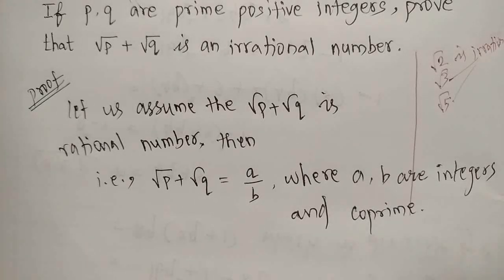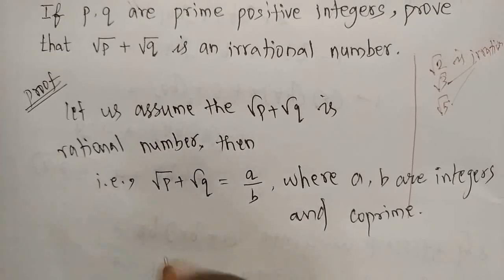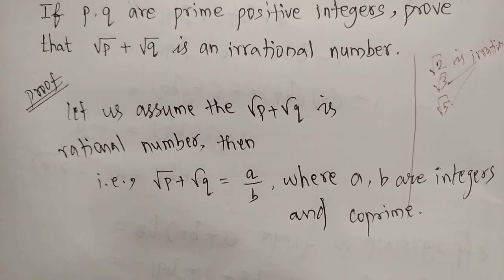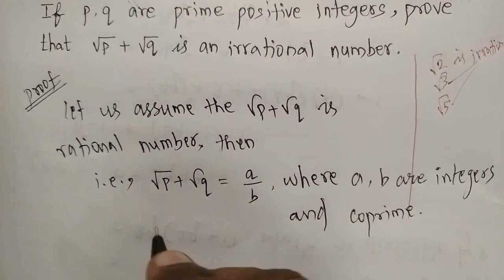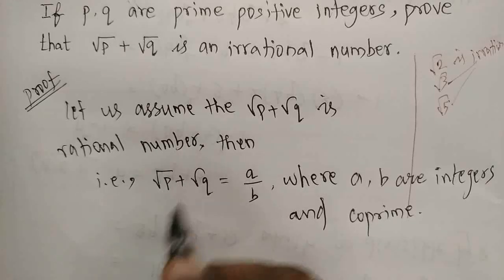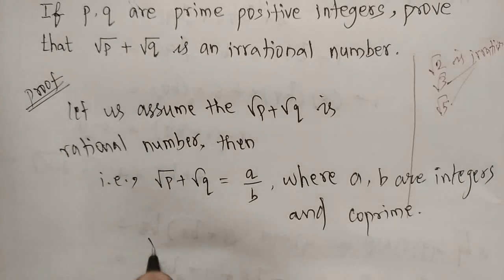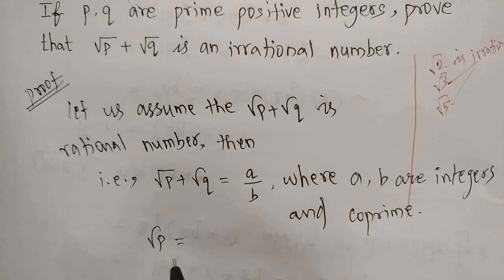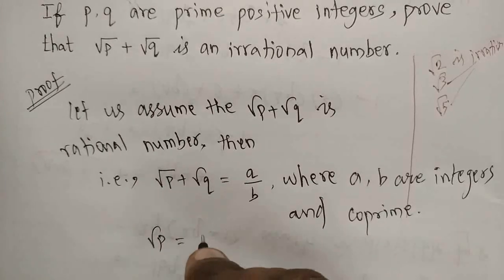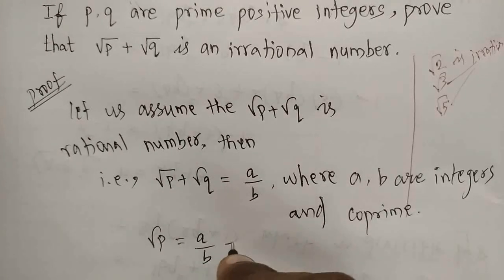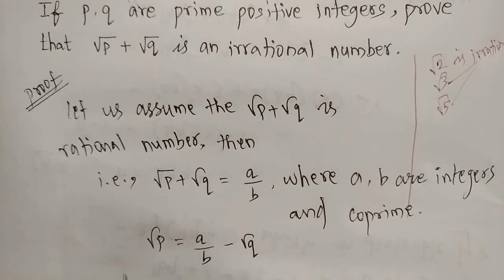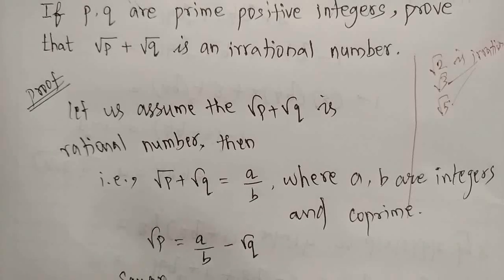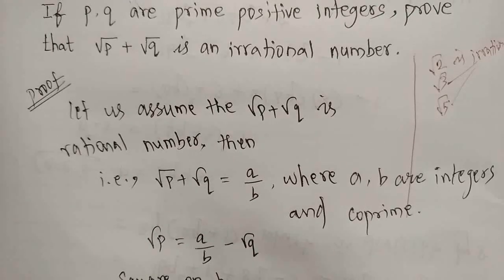Now we'll take a square on both sides. I assumed it is rational, so we need to bring the opposite part. From these two numbers, any one number you can take. I'm going to take root P on the left side and send the remaining to the opposite side. So root P equals A by B minus root Q. Now we take the square on both sides.